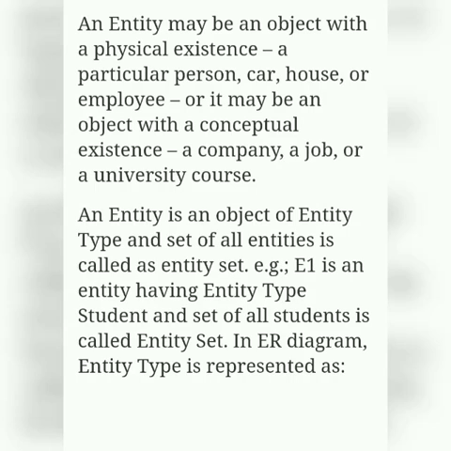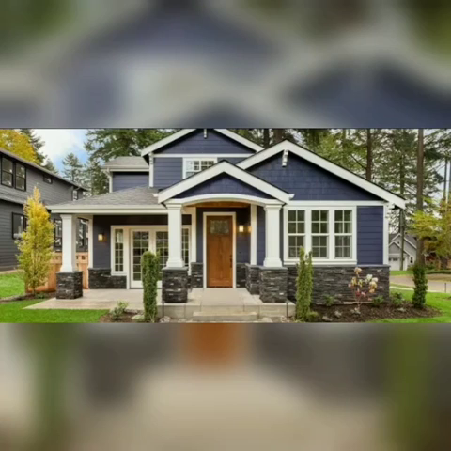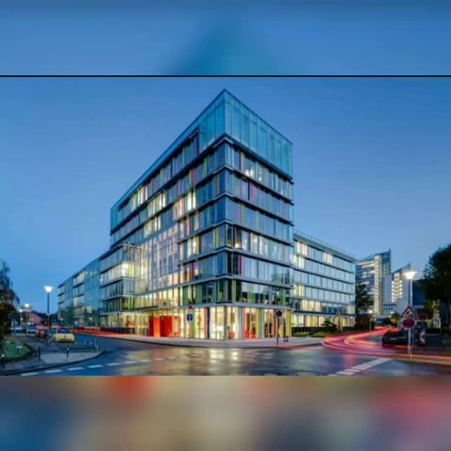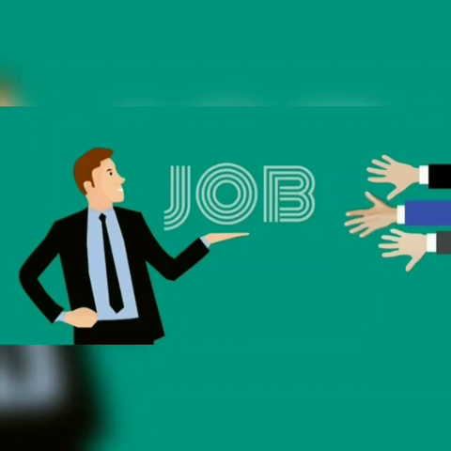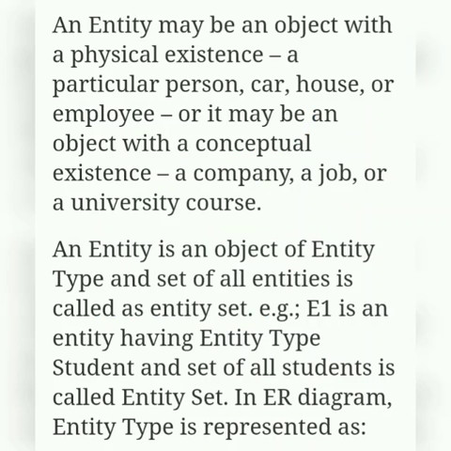We need to know what is entity. An entity may be an object with a physical existence, a particular person, car, house, or employee, or it may be an object with a conceptual existence, a company, a job, or a university course. So, entity with a physical existence, we can take the example as car, person, likewise. But in conceptual existence, we can take it as company, job, like that.